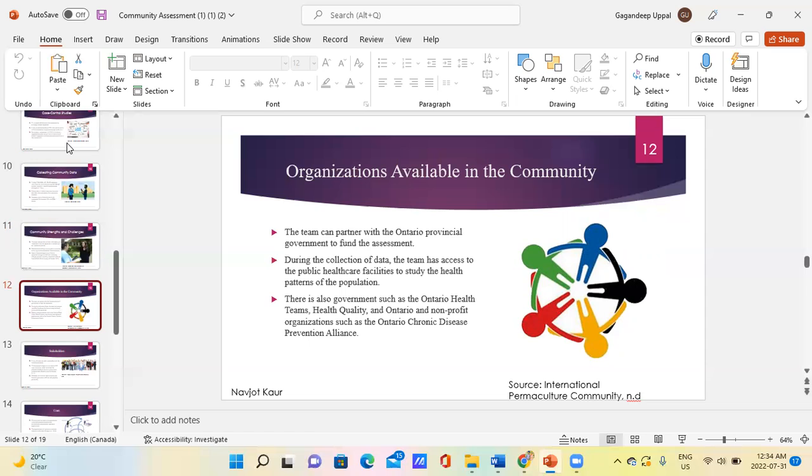During their data collection, the team has to assess the public healthcare facilities to study the health patterns of the population. There are also government bodies such as Ontario Health Teams and Health Quality Ontario, and non-profit organizations such as the Ontario Chronic Disease Prevention Alliance. These are certain sets of organizations available in the community. With them, we have to work for the betterment of the community members so that we can collect data accurately from them. Next slide, please.